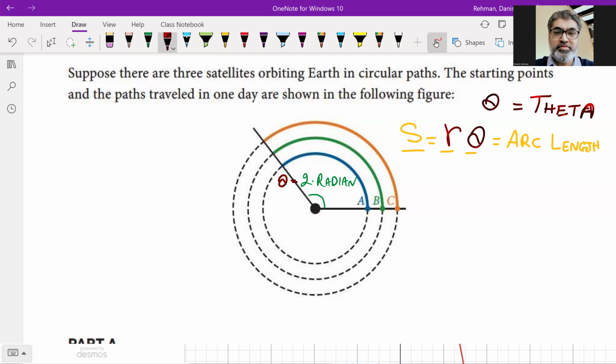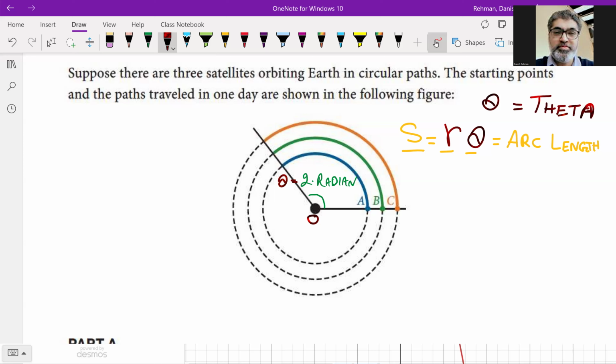Here, let's say this is the O. So from O to C, OC is the biggest distance, the biggest radius. So that satellite will definitely travel the max to cover this distance, right? Arc length depends upon the radius and the angle of rotation. If radius is bigger, arc length will be bigger.